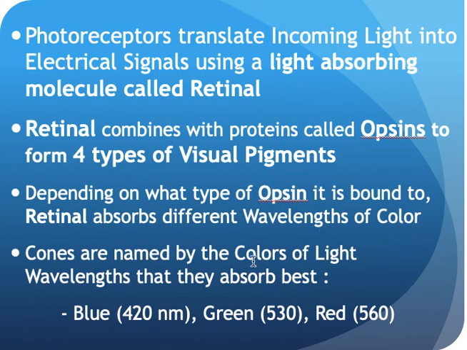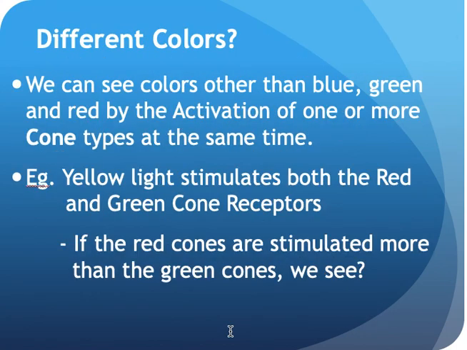Cones are named by the color of light wavelengths they absorb best, and we get the blue, the green, and the red. We all know I can combine these colors and create any color that I really want to. You can see where I get these different wavelengths, and they get their little number just to signify which one they're going to show off the best. So we can see colors other than blue, green, and red by the activation of one or more cones at the same time.